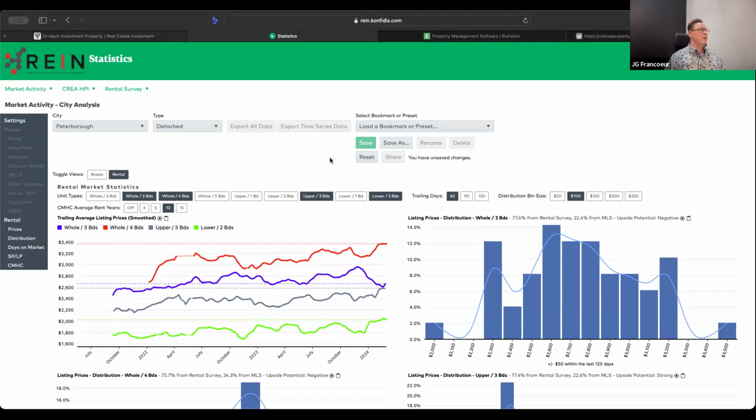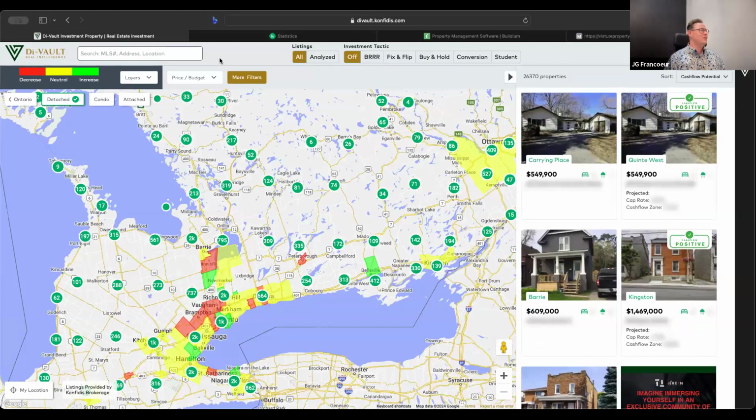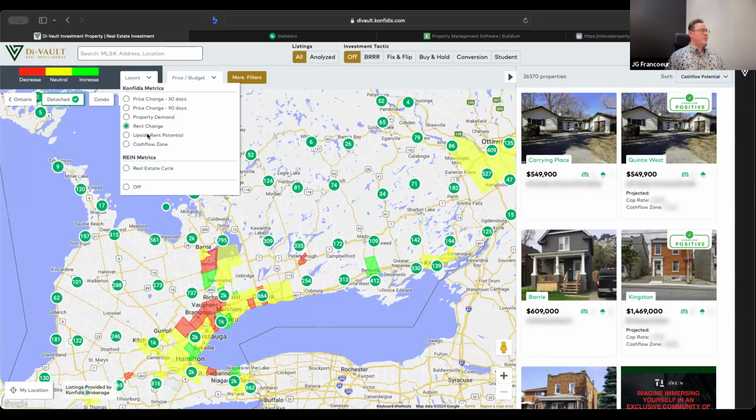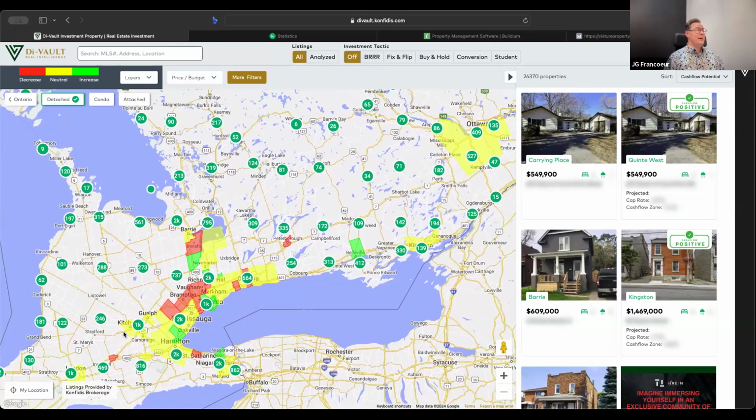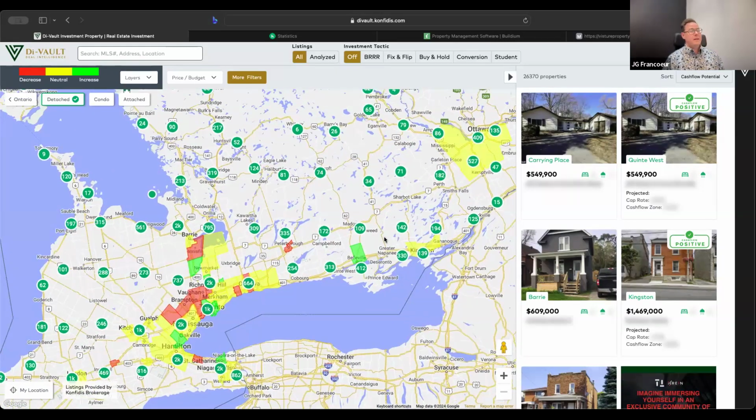If you don't know about DI Vault, you really got to check it out, di-vault.com. Many of you are already in this and already checking it out. And you can see we have some incredible layers here where we can see what's happening with the rents. So literally at a click of a button, I can see the entire Ontario market and where it's at.